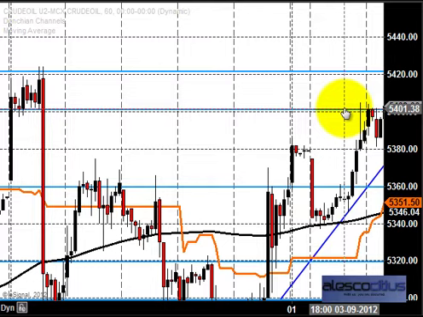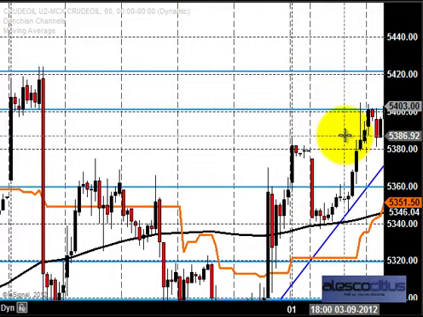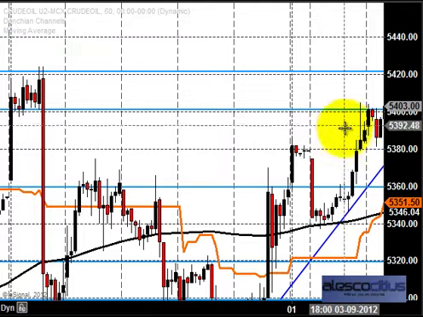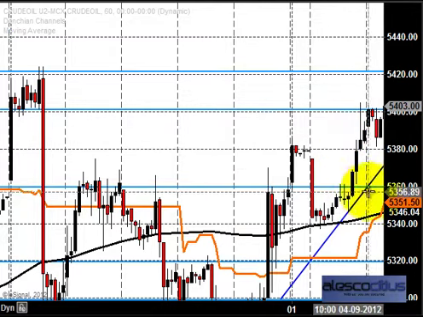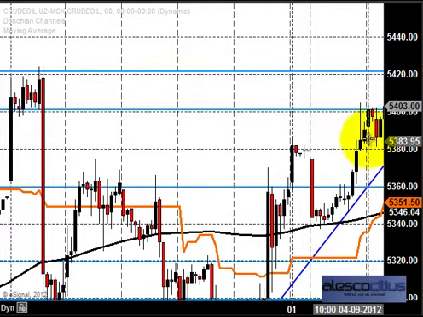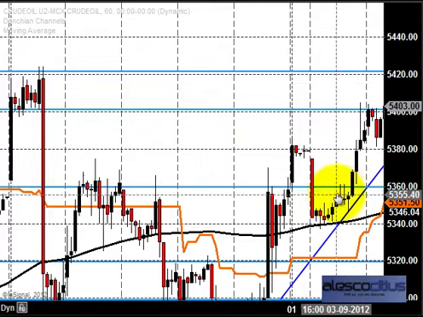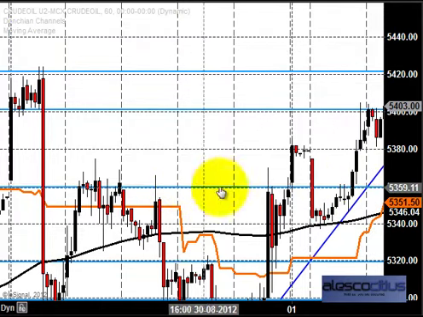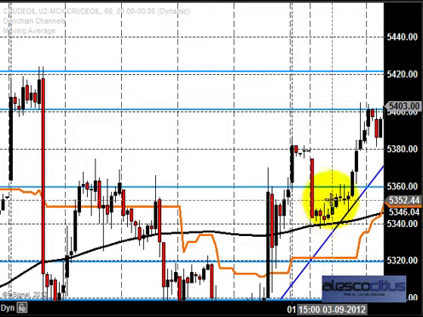Now let us see what happened after that. We expected the crude to continue its uptrend. But the word of caution was that we can notice this 5360 should act as a major support and push the market above 5420. And we had explained clearly the importance of 5360.